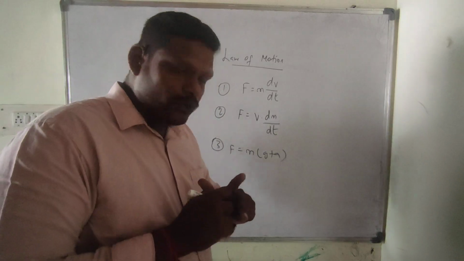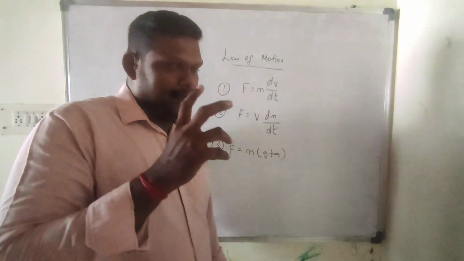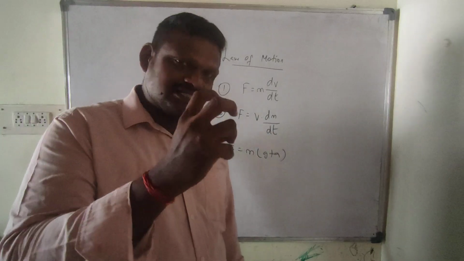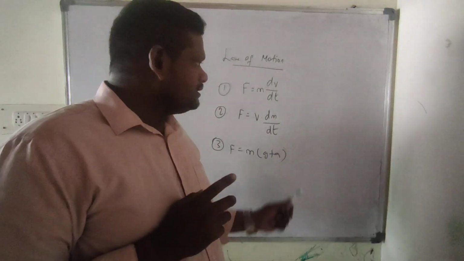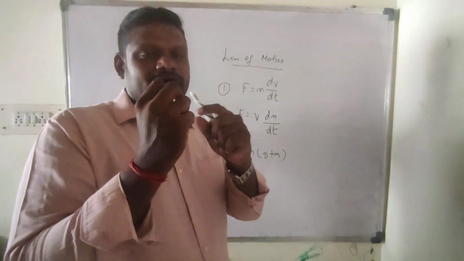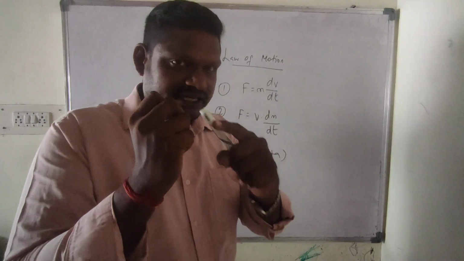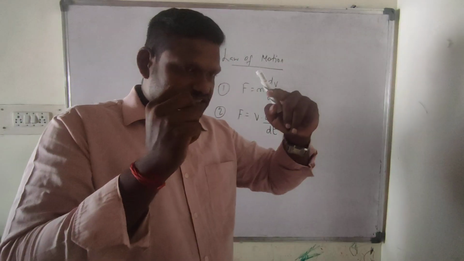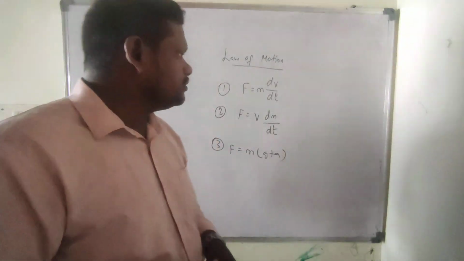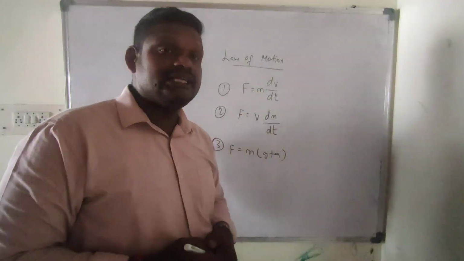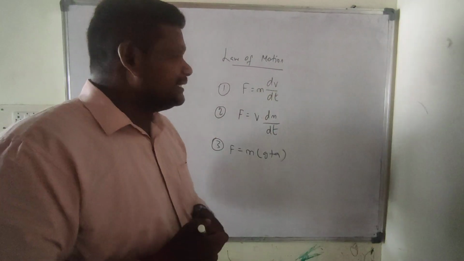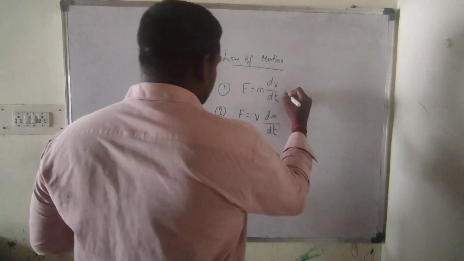For example, if I throw a stone from my hand, the mass of the stone is not changing anywhere, but the velocity is changing. While releasing from my hand, the velocity is higher, and then the velocity is reduced as it comes down. So the velocity is changing but the mass is fixed. That time we can use this formula.